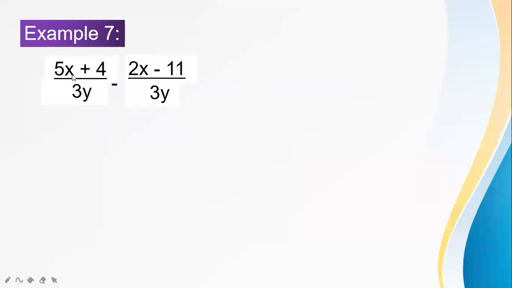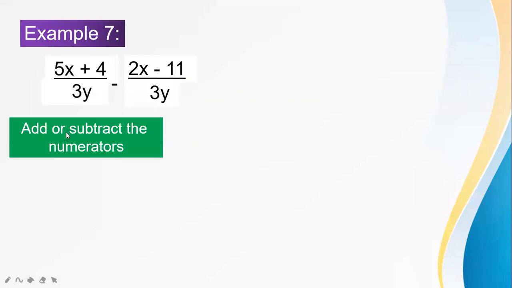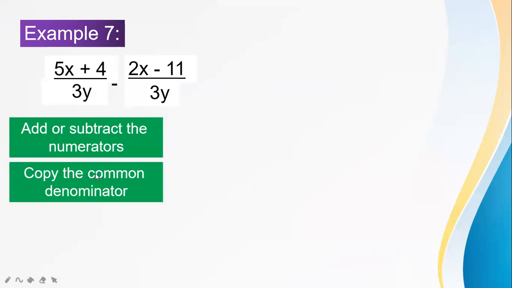Next, number 7, 5x plus 4 over 3y minus 2x minus 11 over 3y. Again, add or subtract the numerators. Then copy the common denominators. So we have 5x plus 4, then minus, then the quantity 2x minus 11, over 3y. Then all you have to do, you change the sign of this binomial. So you multiply this, negative to positive is positive, negative to negative is 11.